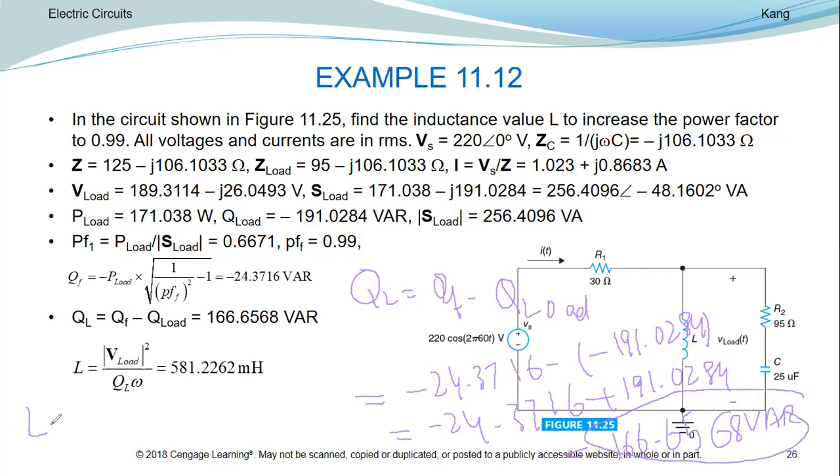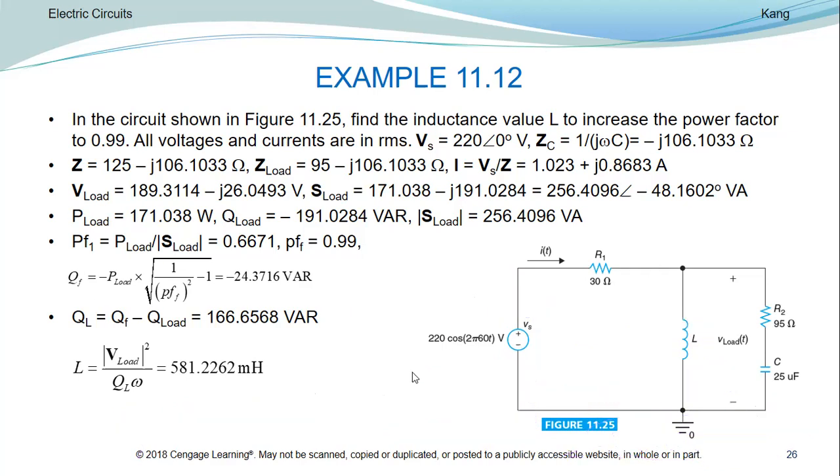So my load value will be equal to V load square divided by Q load W. So this will be equal to 581.2262 millihenry. Okay.